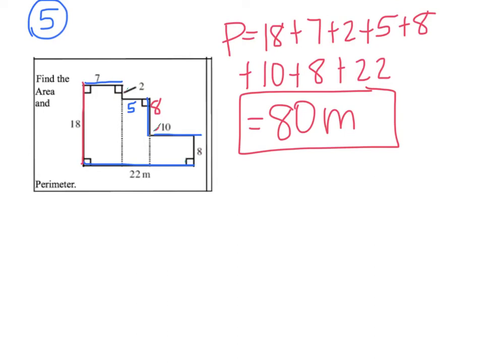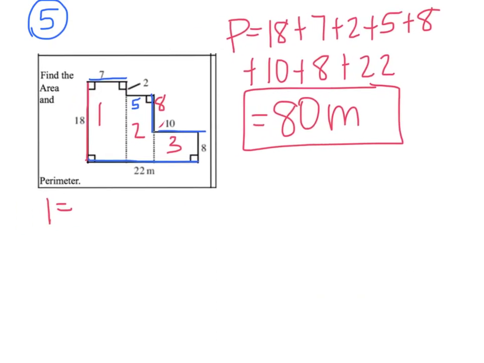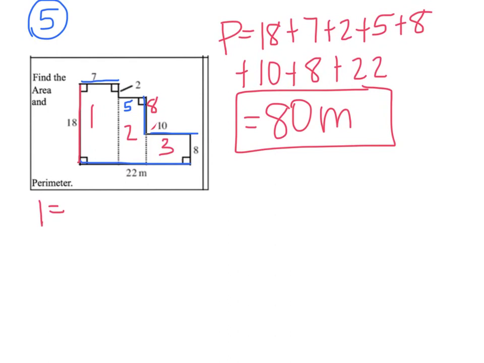Now what we want to do is break this up into 3 different rectangles. So we're going to call this rectangle 1, 2, and 3. So our first rectangle, I'm going to erase some of these lines so they are easier to see. It has a length of 7 and a height of 18. So we're going to say 7 times 18. And that's going to be 126 meters.